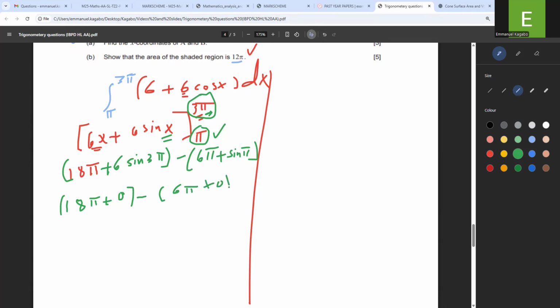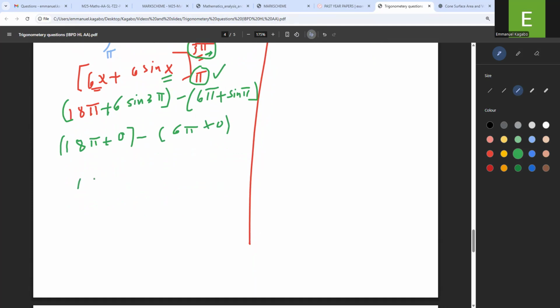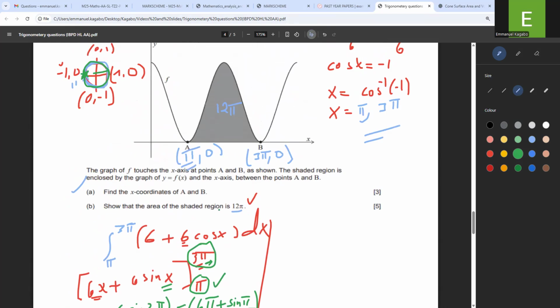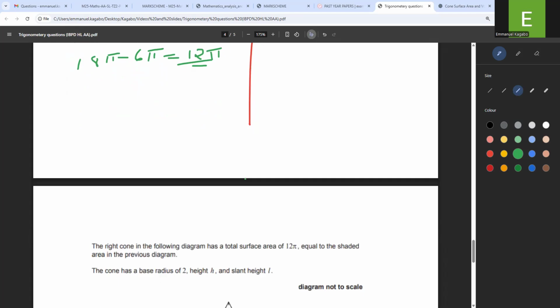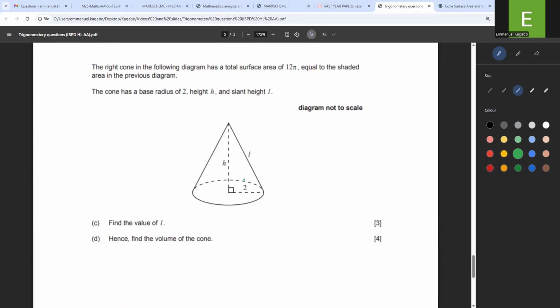Okay, good. So what do I get here now? I'll get 18 pi minus 6 pi. Ladies and gentlemen, what do we get here now? That gives us 12 pi, which is the value they told us to show. You see? They told us it's 12 pi. Okay, good.